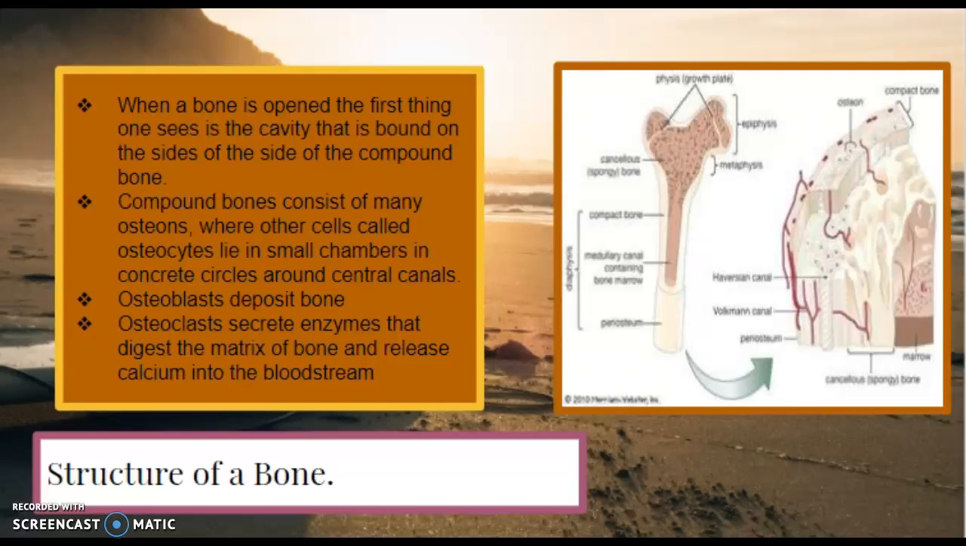The structure of a bone. When a bone is opened, the first thing one sees is the cavity that is bound on the sides of the compound bone. Compound bones consist of many osteons, where cells called osteocytes lie in small chambers in concentric circles around central canals. Osteoclasts secrete enzymes that digest the matrix of bone and release calcium into the bloodstream.